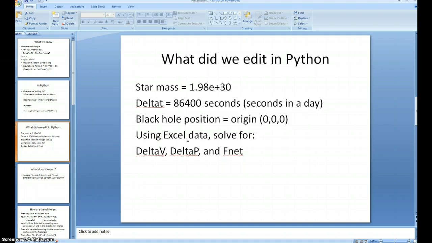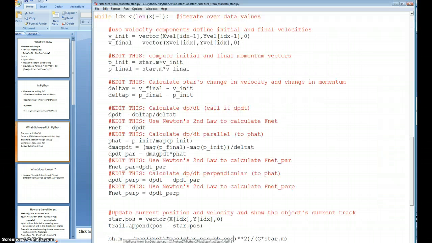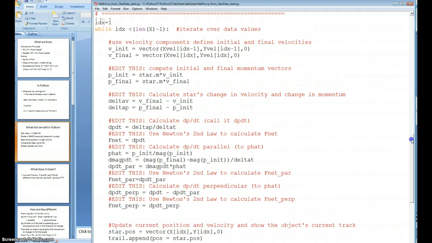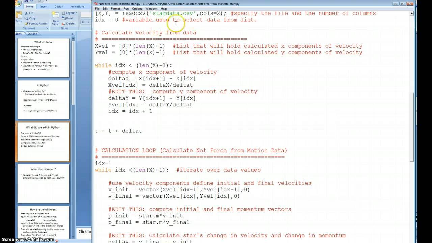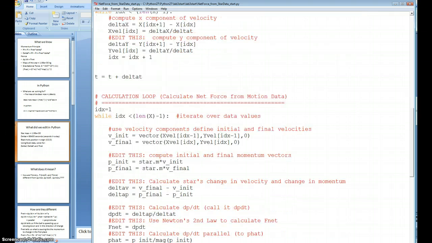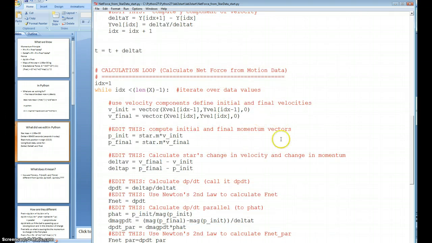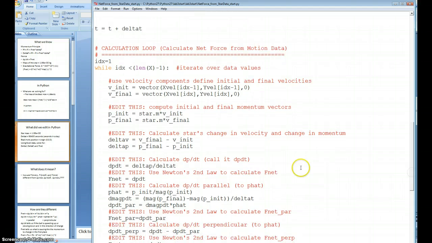Then, we use the Excel data to solve for the following: the change in velocity, the change in momentum, and the net force. So, our Python code will look something like this. Here, we read in the data from the CSV file that was given, solving for the velocity in the x direction and the velocity in the y direction. And then, using these, we solve for the initial velocity, final velocity, initial momentum, and final momentum.